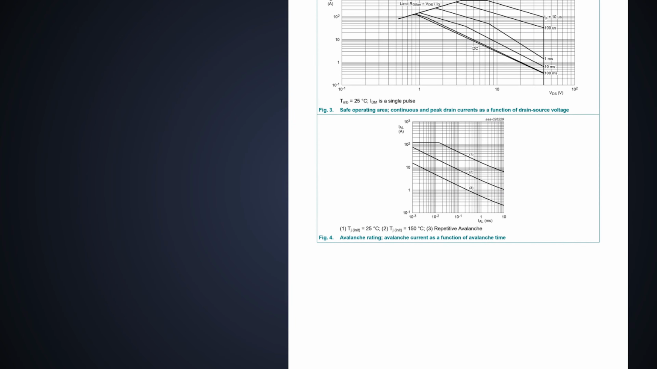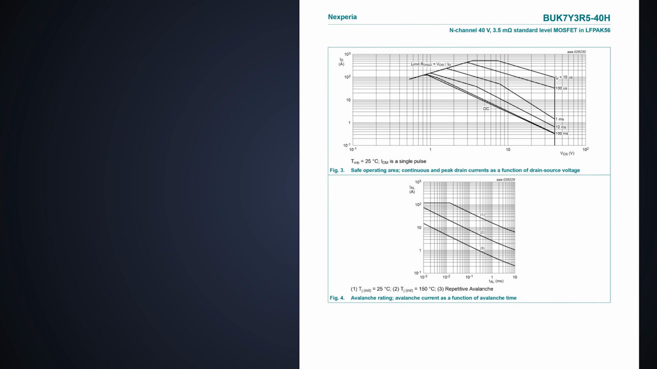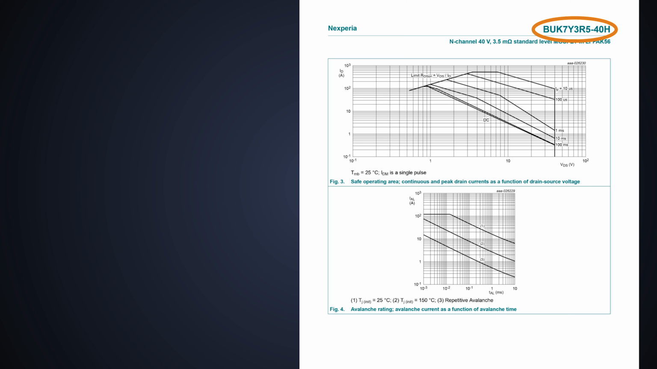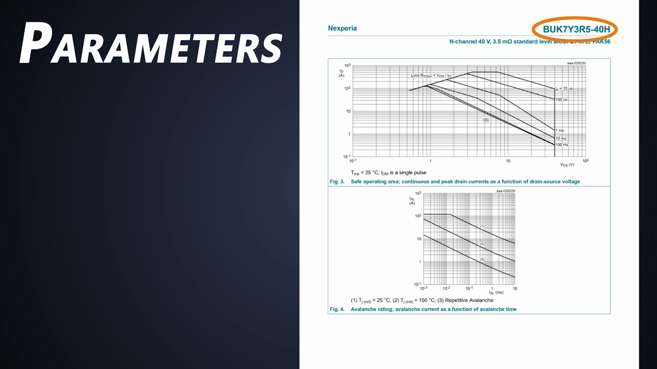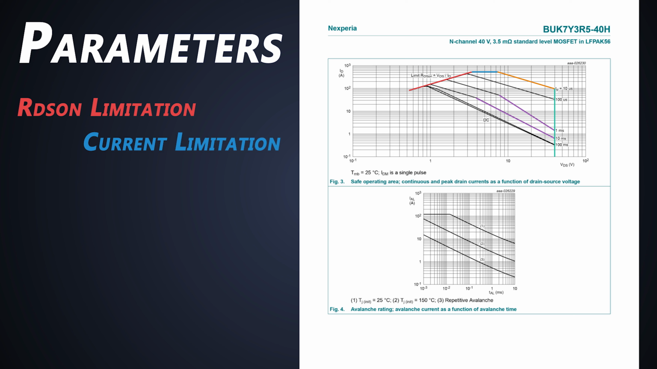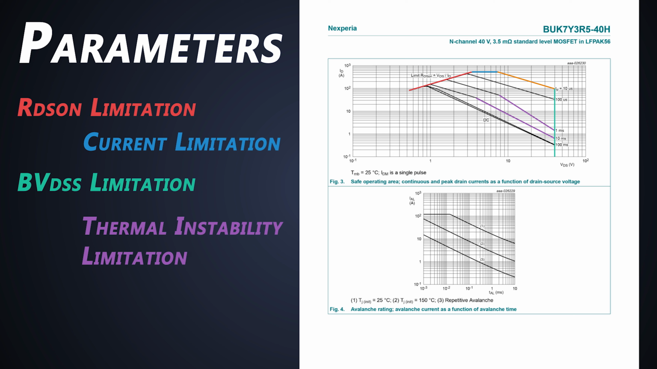Now, coming to the SOA of the MOSFET. We'll take an example of the MOSFET BUK7Y3R5-40H. We have already seen the important parameters of the MOSFET in previous videos. There are 5 parts of the SOA which are very crucial parameters for a MOSFET, and its boundaries are defined by them: the Rdson, dependency on current limitation, breakdown drain to source voltage, the thermal instability limitation, and finally, the maximum power limitation.